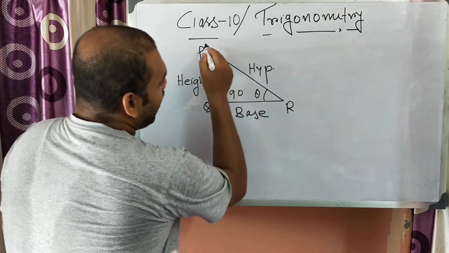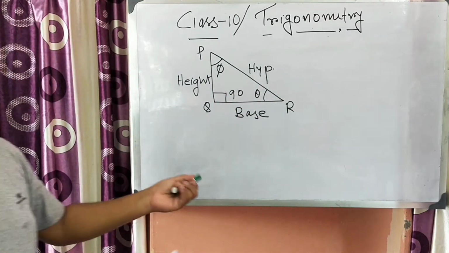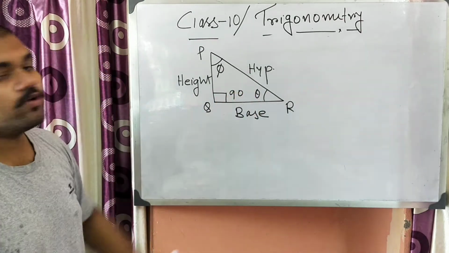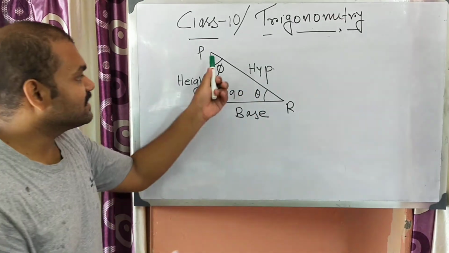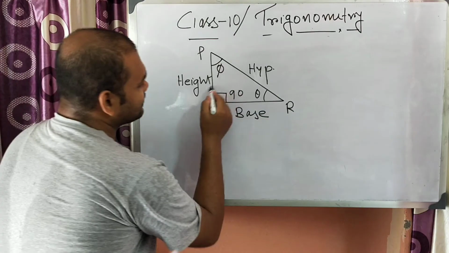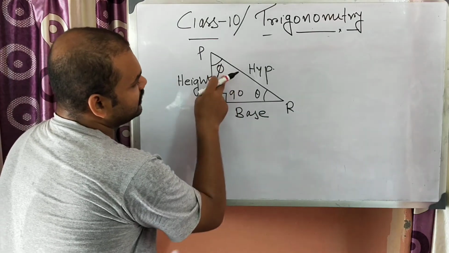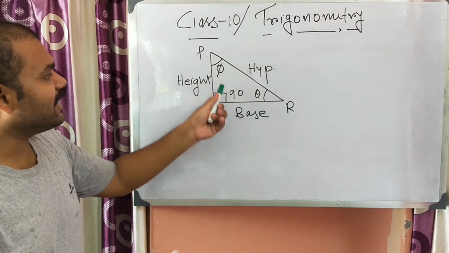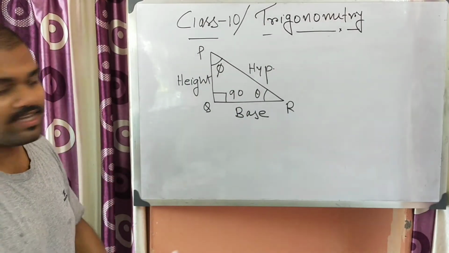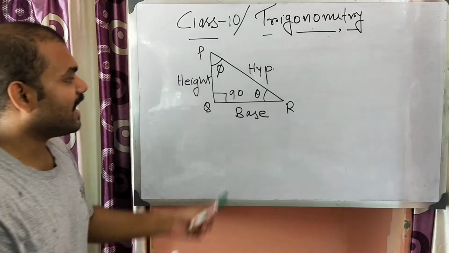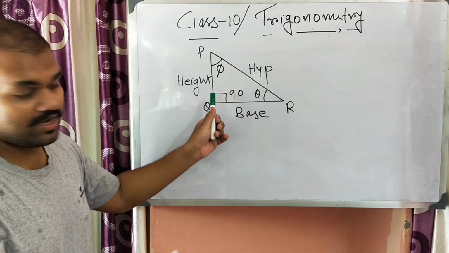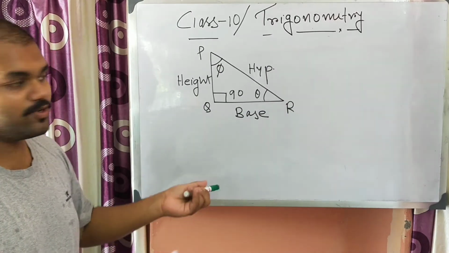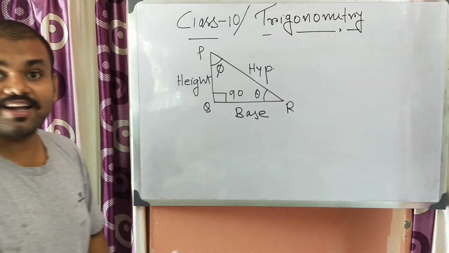Okay, because hypotenuse PR is fixed. What is hypotenuse? Hypotenuse is the side opposite to the 90 degree, and it is the longest side, because as it is 90 degree, theta and phi are complementary angles. So theta is less than 90 degree and phi is also less than 90 degree. As these two are less than 90 degrees, this is the greatest angle, and the side opposite to the greatest angle is greatest, as we know. So hypotenuse is the greatest side.